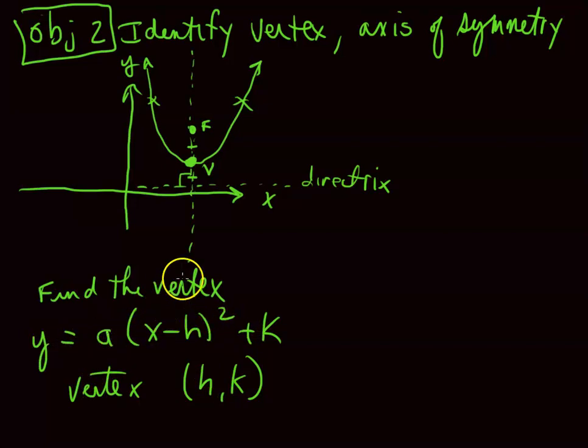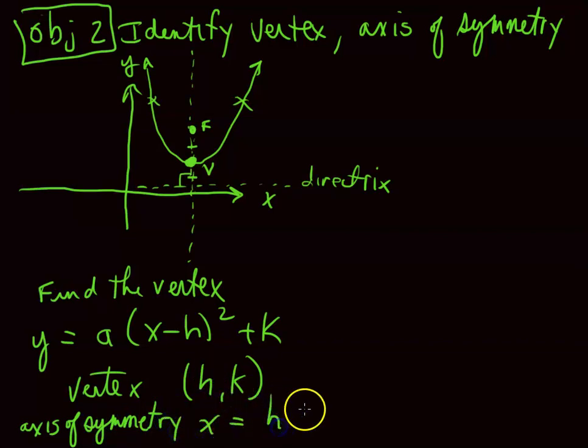Because these are parabolas that open up or down, the axis of symmetry is always vertical through the vertex. And therefore, the axis of symmetry, the equation of a vertical line, is x equals something. In this case, it'll be x equals h.